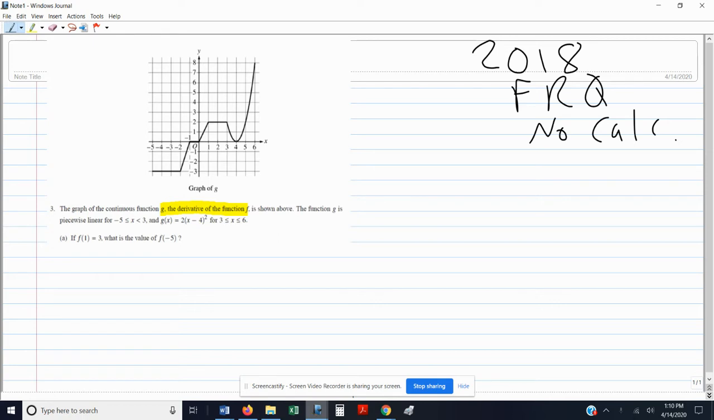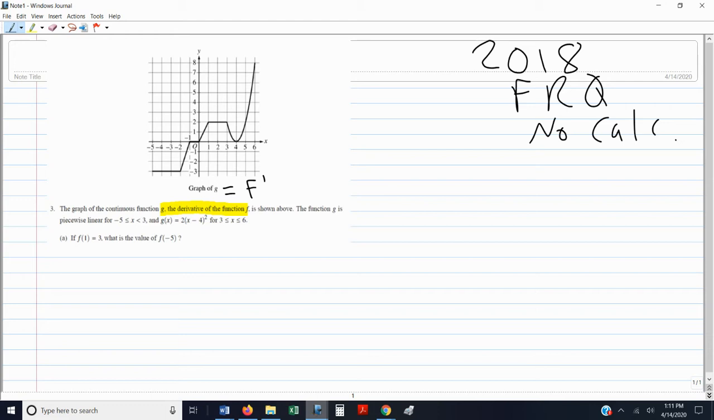I'm going to put a label on my graph. If you want to try and think about what that label is going to be based on what I highlighted in red. And I'm going to write that g is equal to f prime. They told me that the function g is the derivative of f, so g is f prime.